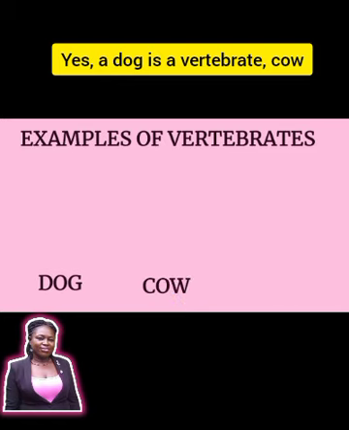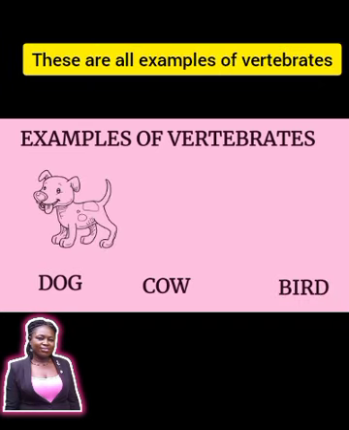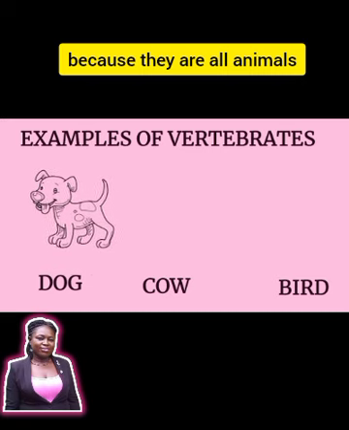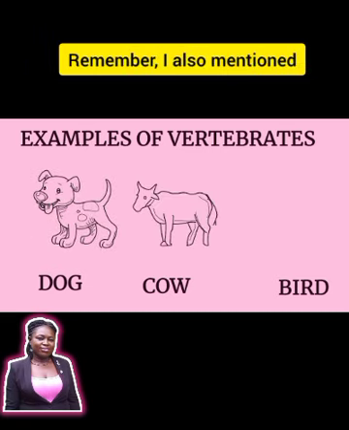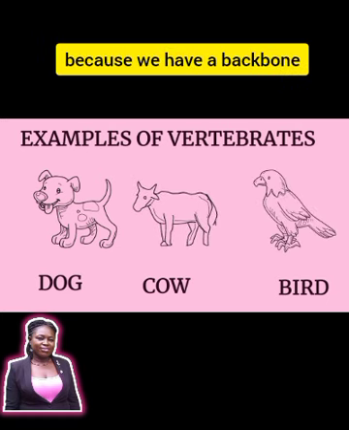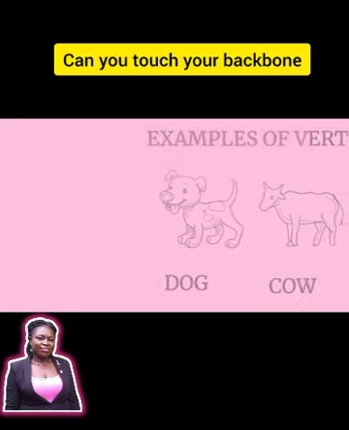Cow, even the ram, sheep, bird. These are all examples of vertebrates because they are all animals that have a backbone. Remember, I also mentioned that human beings are also vertebrates because we have a backbone which allows us to stand upright. Can you touch your backbone?